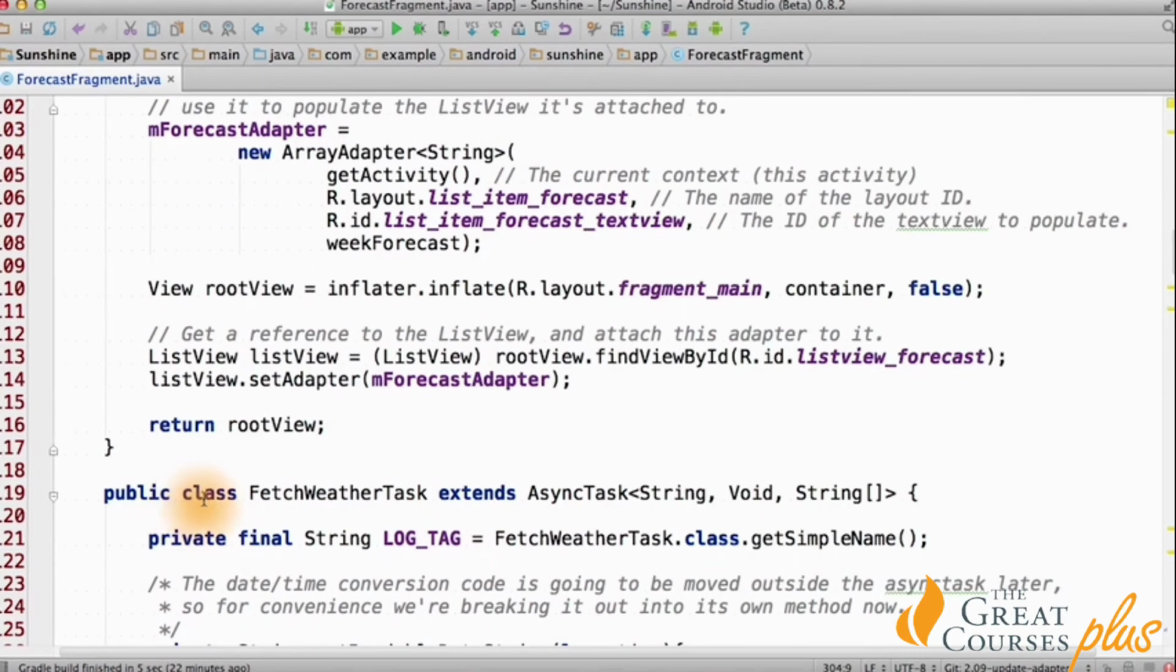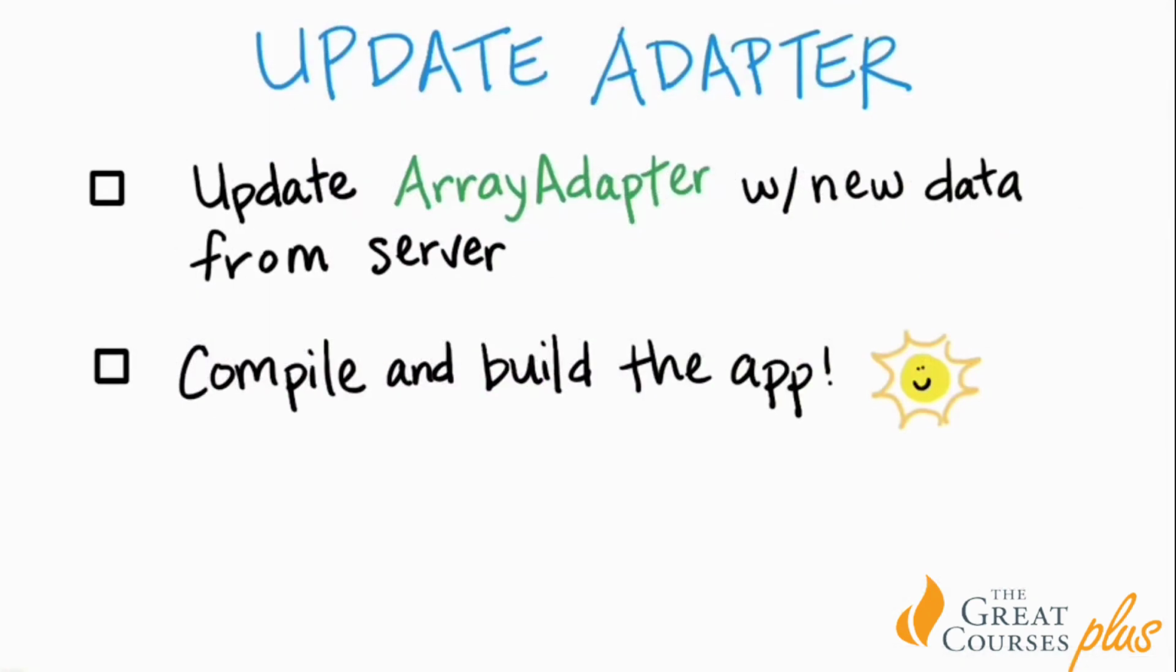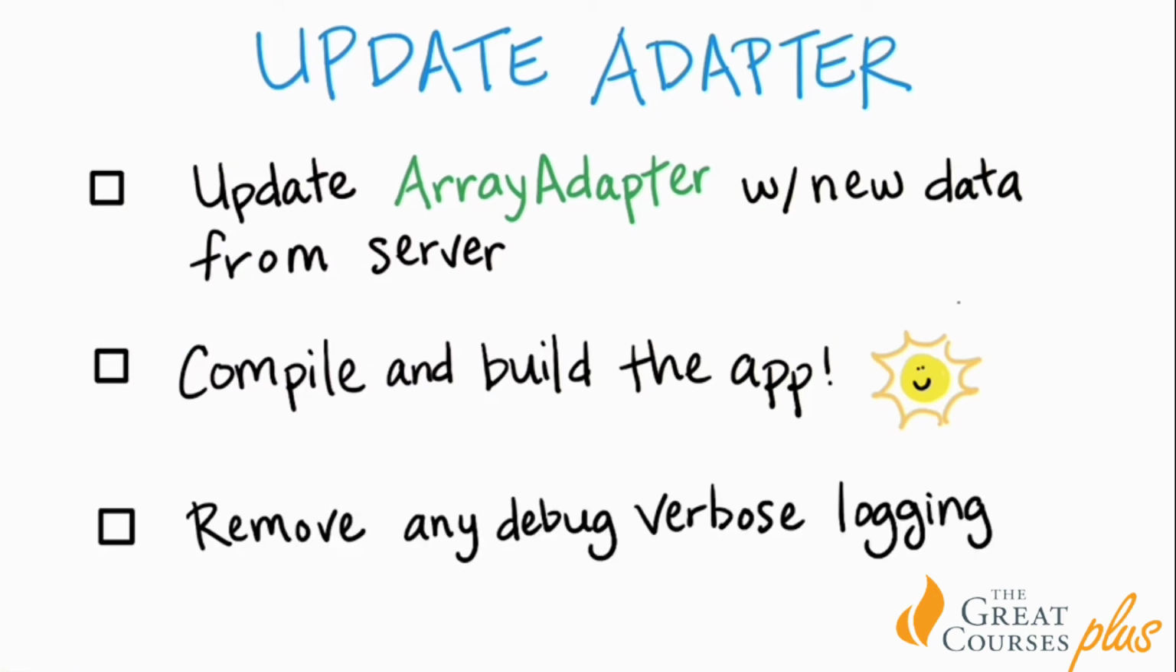Make sure that this is not a static class, otherwise you won't be able to access the member variable from the forecast fragment. Then go ahead and compile and build the app. When you run it and you hit the refresh button, you should see a week's worth of weather data for your location. Once it's working, you can remove the verbose log statements so you don't clutter the logs.